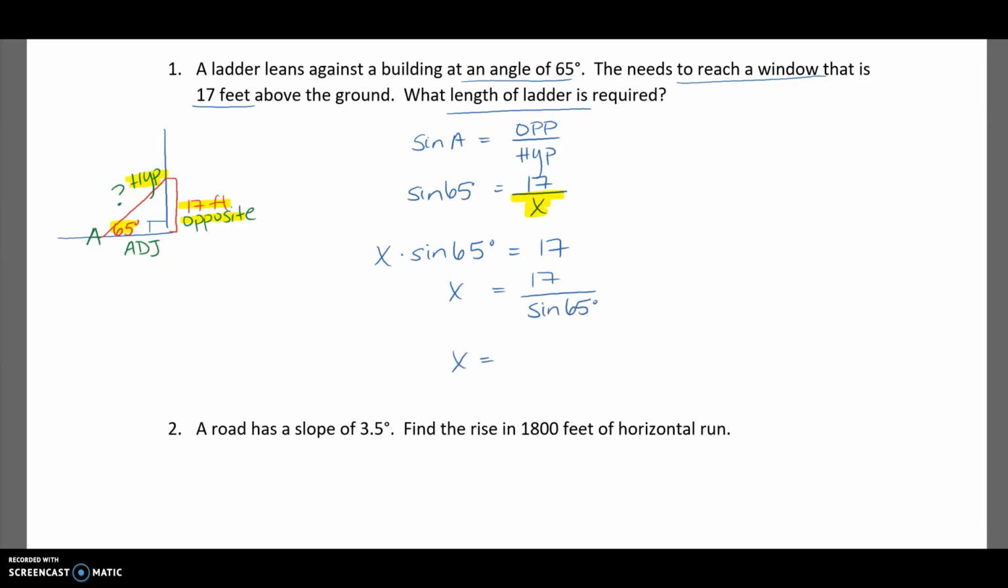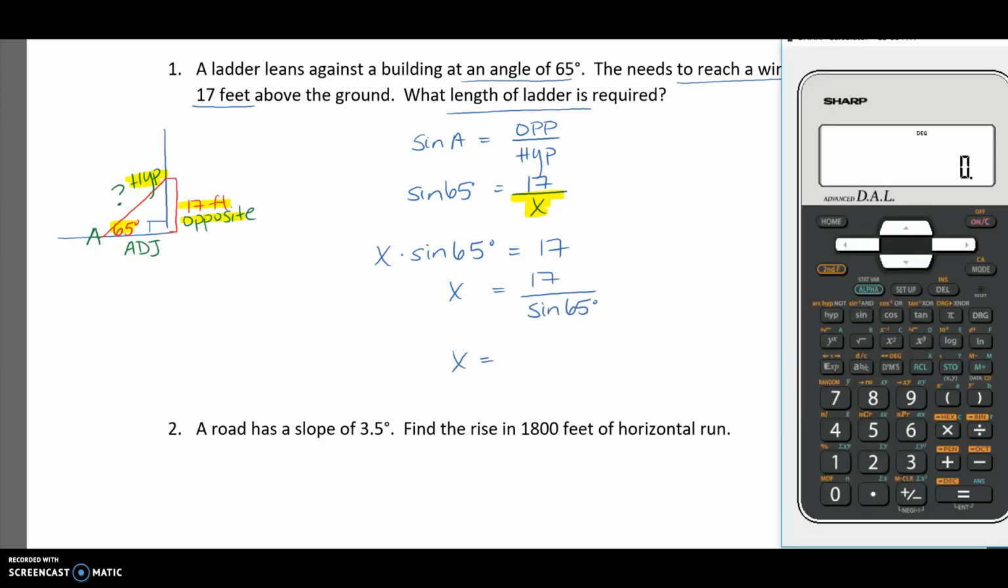From here, go to your calculator, make sure you're still in degree mode, and you can punch in 17 divided by the sine of 65. And we get 18.75. So we need about a 19-foot ladder at the minimum.